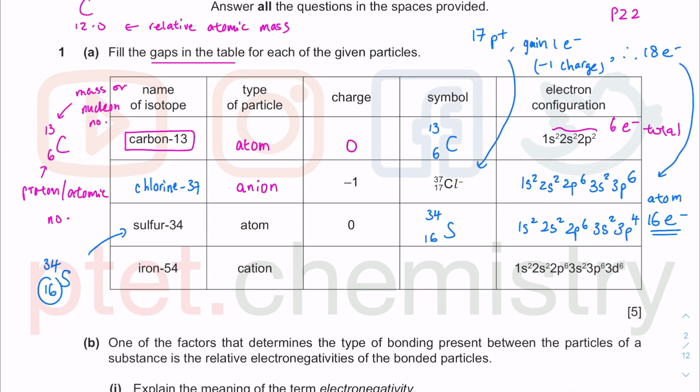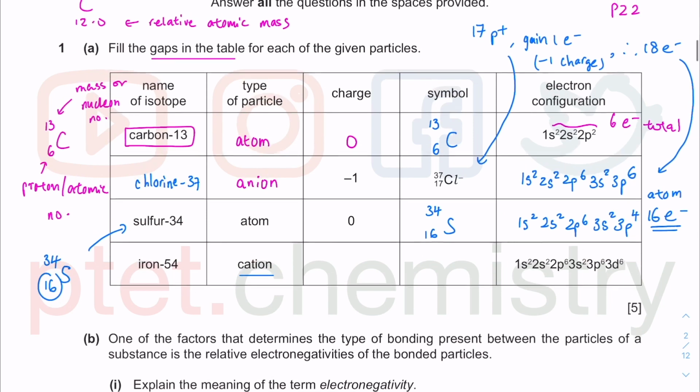Okay. Now to iron 54, what you could do is, you know that this is a cation, so that means you cannot total up the number of electrons and get the number of protons.